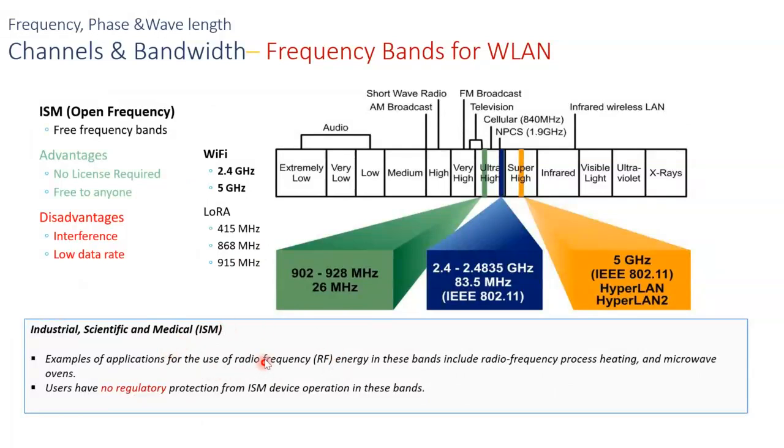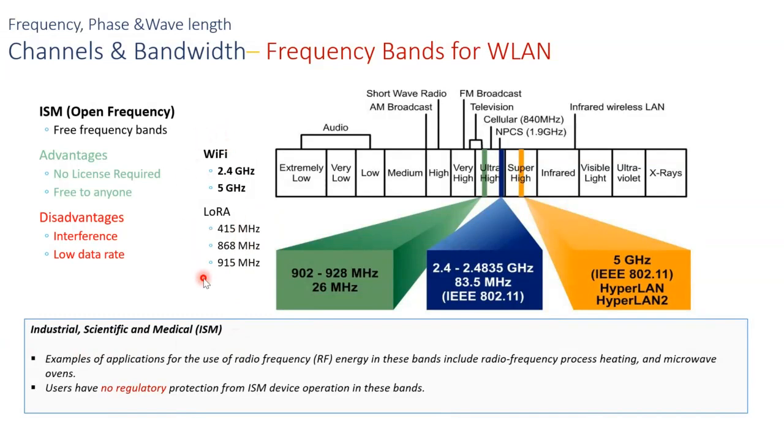It is open frequency. Open frequencies include the Wi-Fi ranges 2.4 and 5, and LoRa. LoRa is a low power, long range communication protocol, which includes these frequencies: 415 megahertz, 868 megahertz, and 915 megahertz. So the ISM bands include these bands because these frequencies are used in industrial, scientific, and medical applications.